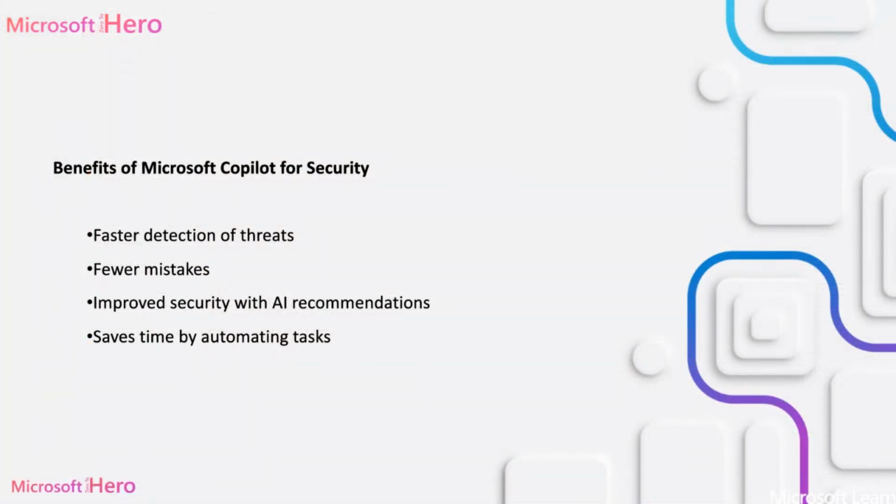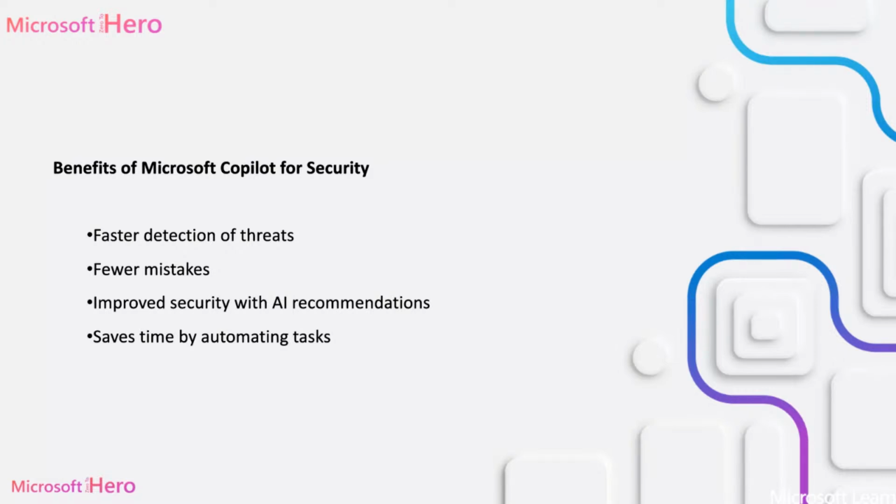Now, let's go over the benefits of using Microsoft Copilot for security. First, it helps with faster detection of threats. Copilot uses AI to quickly scan your system and find anything suspicious, helping you to respond to problems before they cause damage. Second, it helps make fewer mistakes. Since AI handles routine tasks and provides guidance, there is less chance of human error.